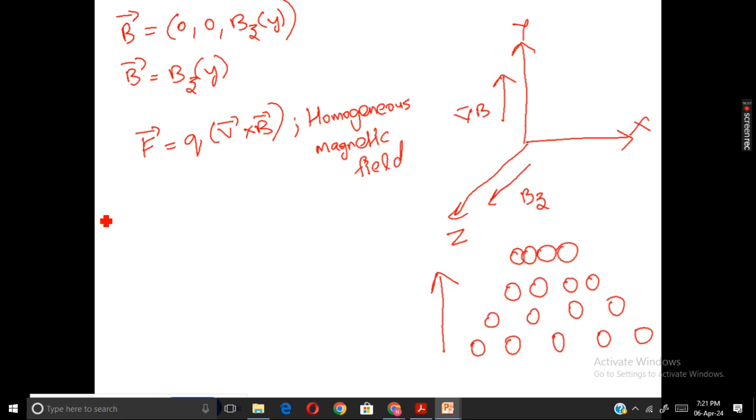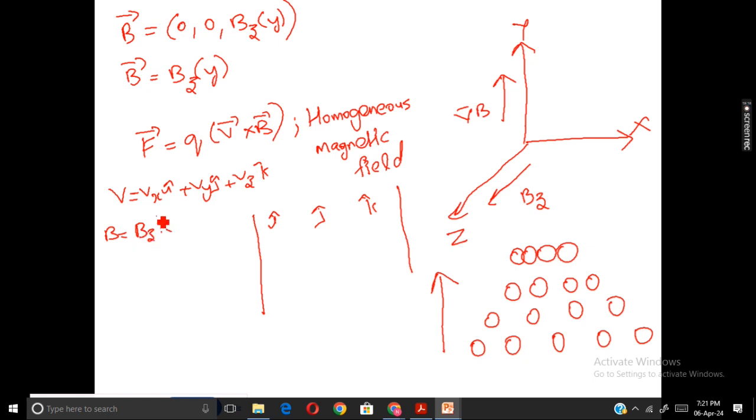So here when we do the cross product, with i, j, k, V can be written as Vx i plus Vy j plus Vz k, and B is basically Bz k. It only has a component along the z axis. So it will be Vx, Vy, Vz and 0, 0, Bz.